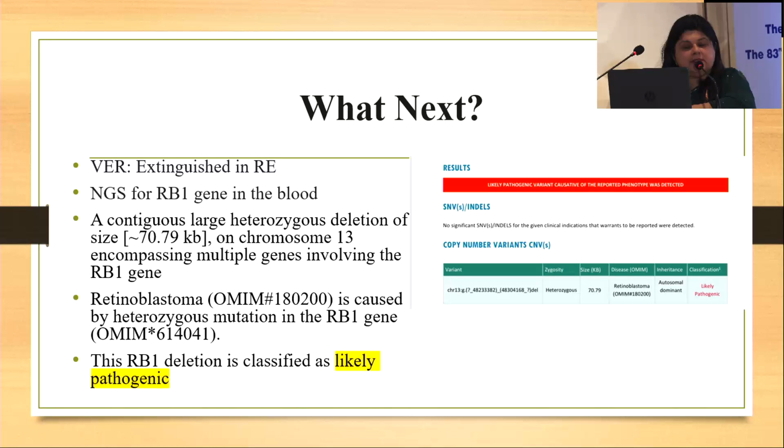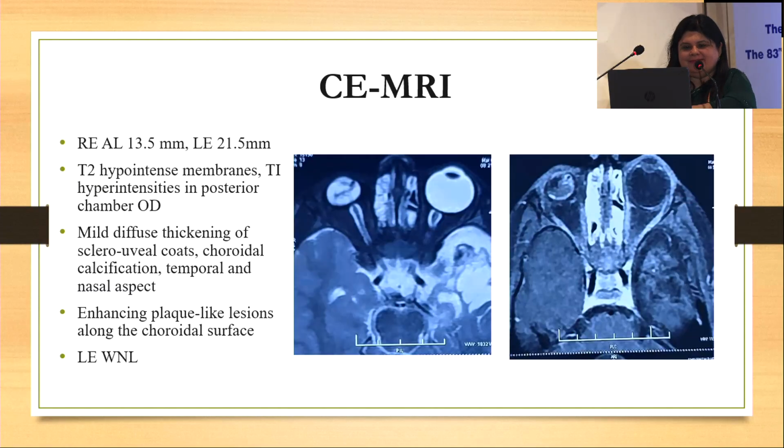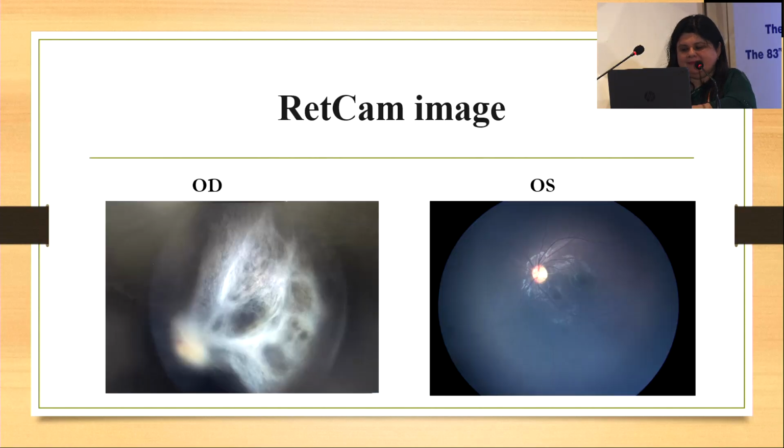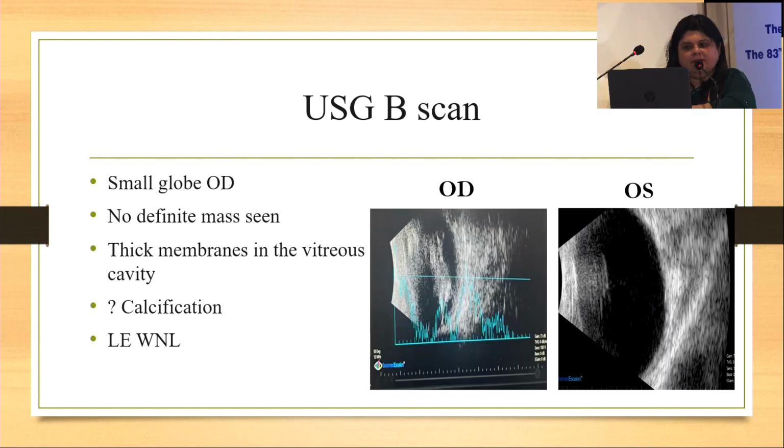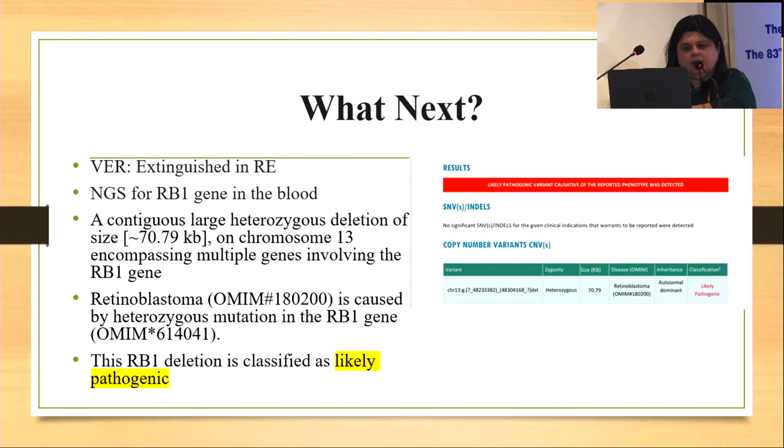When we did the genetic testing, the NGS for the RB1 gene, it showed a heterozygous deletion on chromosome 13, classical of retinoblastoma, and the genetic report came out as positive, and this RB1 deletion was classified as likely pathogenic. So now, is it retinoblastoma? Let's look at the picture again. RetCam, ultrasound, MRI, and genetics.